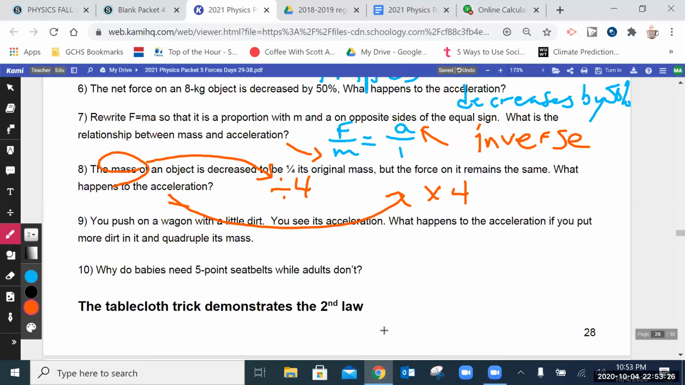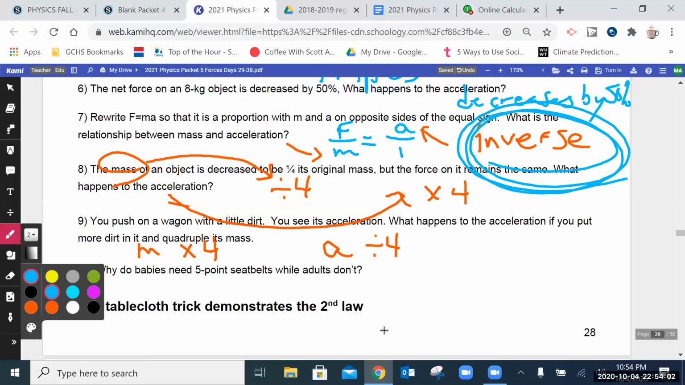Number 9, you push on a wagon that has just a little bit of dirt in it, and you see its acceleration. What happens to the acceleration if you put more dirt in it and you quadruple the whole mass? Okay, quadrupling the mass means that the mass is multiplied by 4. So that means it gets heavier and heavier. It's harder to push. The acceleration is going to be divided by 4. It changes in the opposite direction. Mass and acceleration are inversely related.